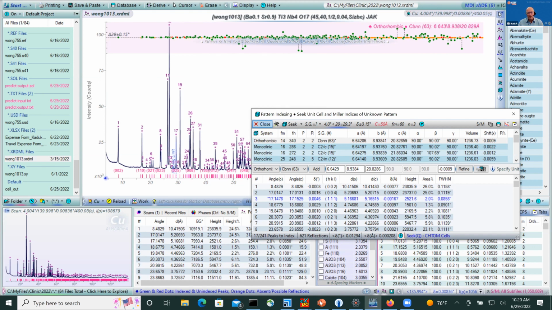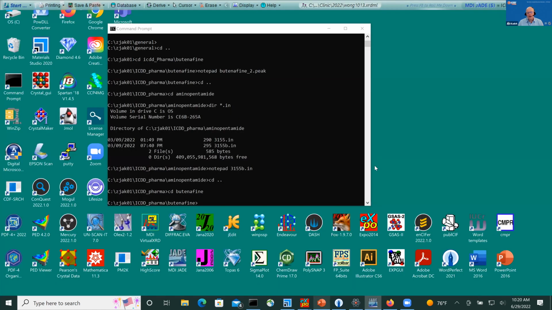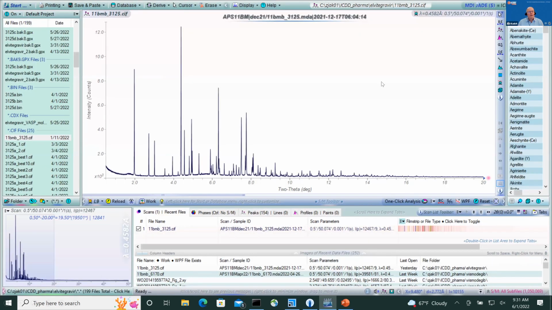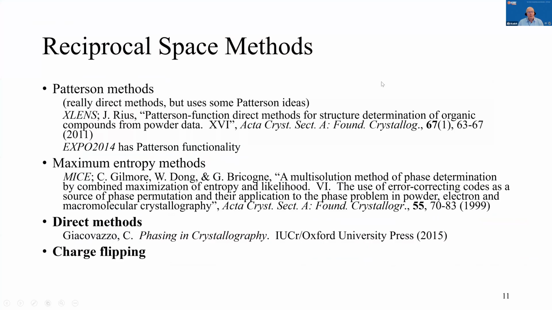Let's go to full screen. Okay, so I want to switch over to reciprocal space methods. One can use Patterson methods, some of which are buried in this program called XLens, but it's really a direct methods program. There are maximum entropy methods, which I've never used because I've never been able to get my hands on this software. Most commonly, we're talking about direct methods and charge flipping.